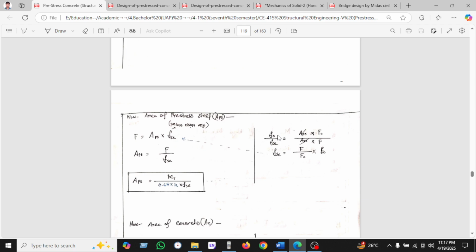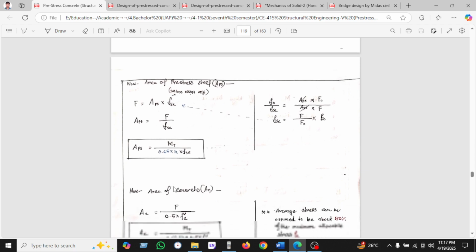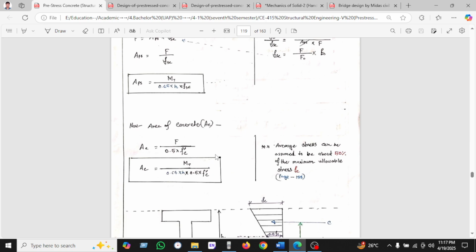And how will we get this? This is the initial force minus the steel force, divided by the initial force. After cancelling this, we will find this. If we rearrange, we find the area of steel, which is force divided by stress. So we can use this for the prestressed steel. The force multiplied by the distance will be M, and we have been taking 65% of the depth. Okay, so now the area of concrete, how do we calculate this?